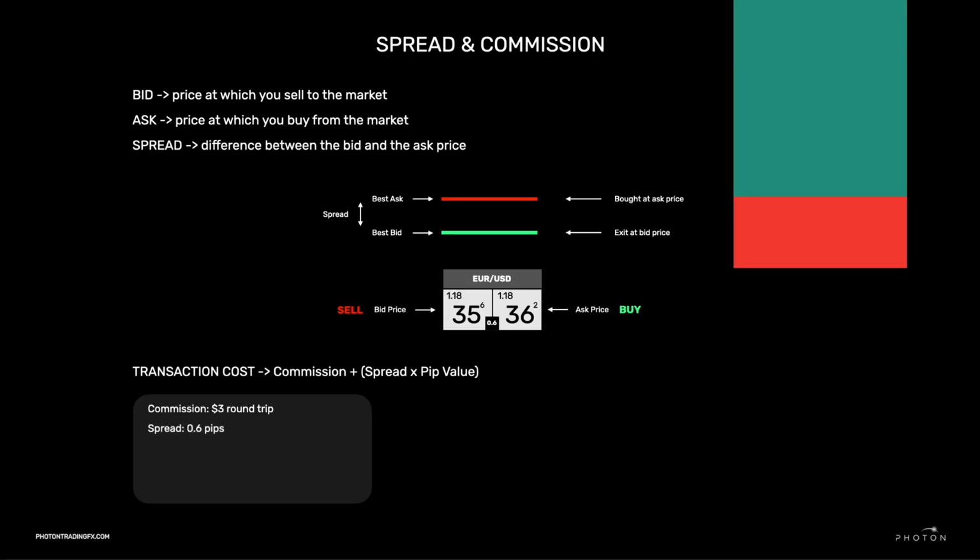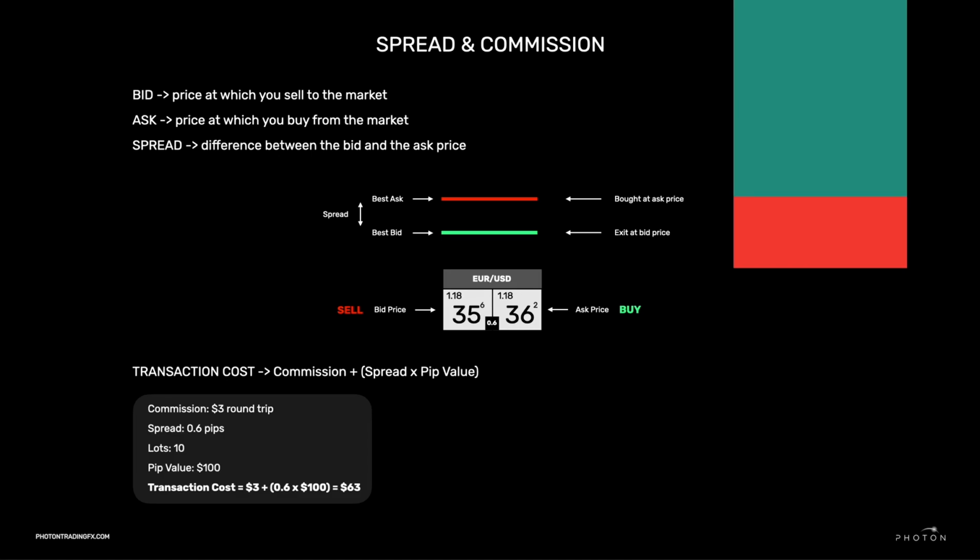Now, let's say the spread at the time on the instrument you were trading is 0.6 pips. If you have a position size of 10 lots on that trade, remember one lot is $10 a pip on a USD pair, so 10 lots is $100 per pip. That means the transaction cost will be the $3 round trip commission plus the spread of 0.6 pips multiplied by the monetary pip value, which in this case is $100. So the total transaction cost is $63 to execute that position.